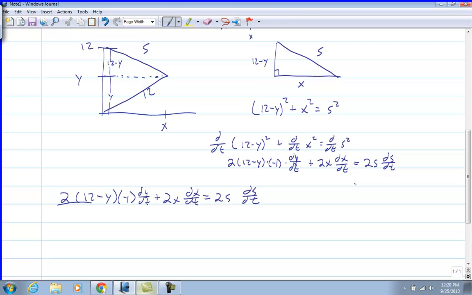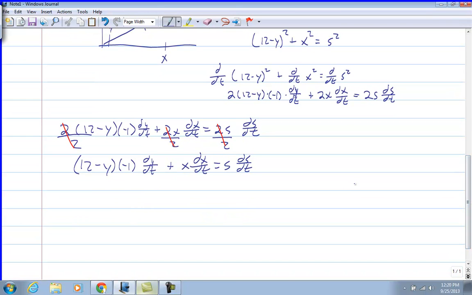Nothing's changed yet. I'm going to divide this part by 2, this by 2, and that by 2. The 2s will divide out. So we have (12 minus y) times negative 1 dy/dt plus x dx/dt equals s ds/dt. Because this negative 1 is here, let's distribute it through: negative 1 times 12 is negative 12, and negative 1 times negative y is positive y. So this becomes (y minus 12) dy/dt plus x dx/dt equals s ds/dt.